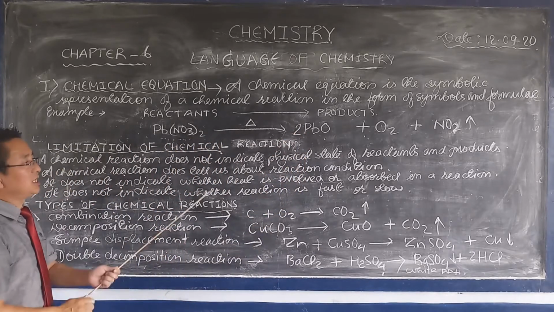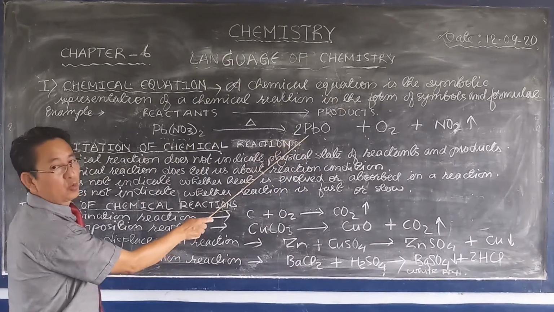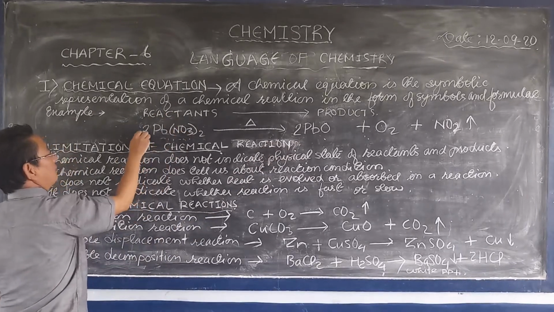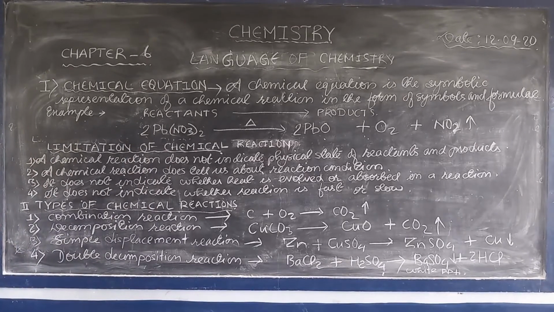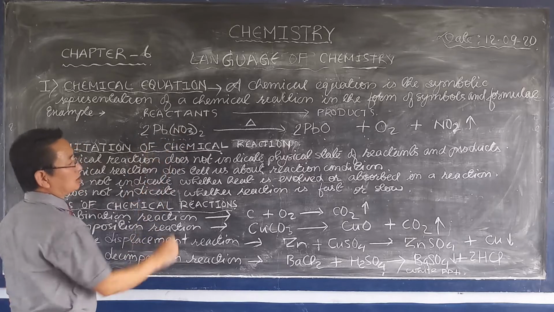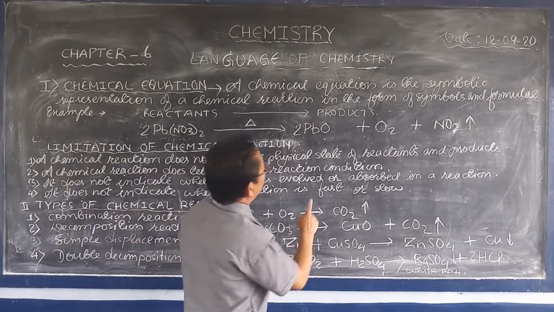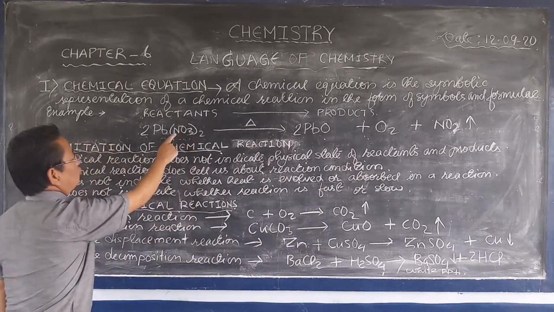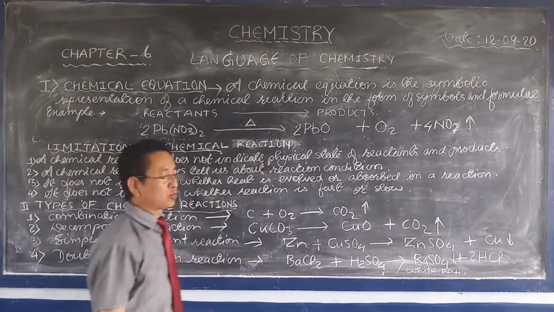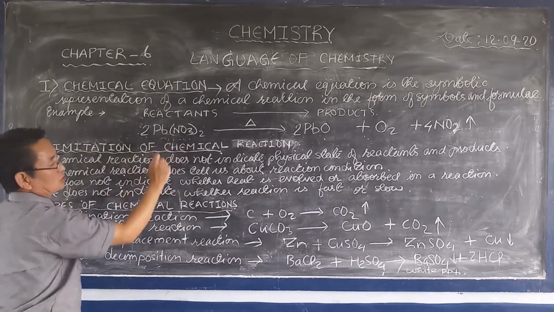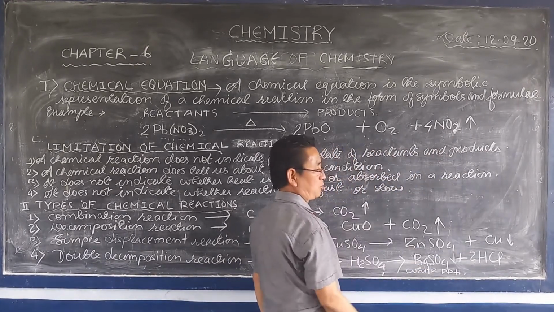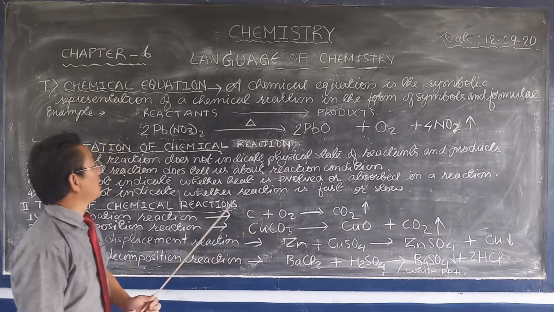After multiplying this lead monoxide, lead became 2. Here lead is only 1. So we multiply this lead nitrate by 2. So lead is equal on both sides. Now oxygen here, 2 threes are 6, 2 sixes are 12. Nitrogen: 2 twos are 4, nitrogen here is only 1, so 4. Now the last one, oxygen: 2 threes are 6, 6 twos are 12. On the other side, 2 plus 2 is 4, 4 twos are 8, 8 plus 4 is 12. Now this equation is balanced.